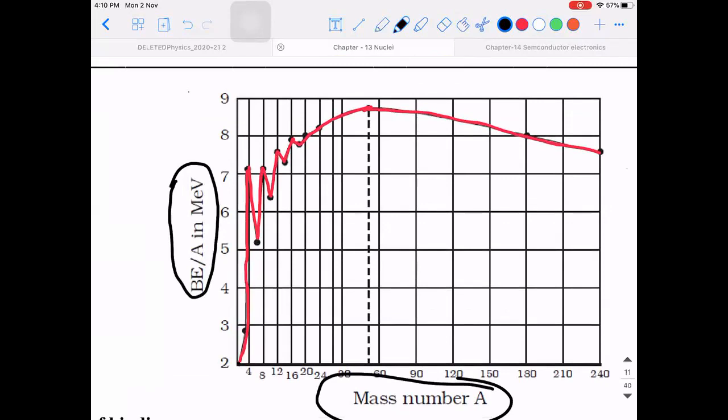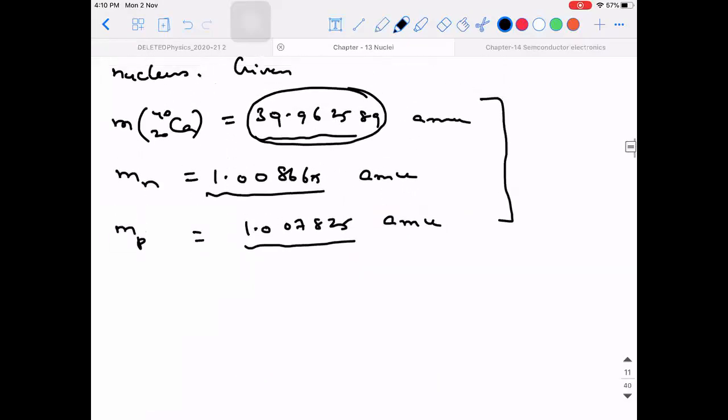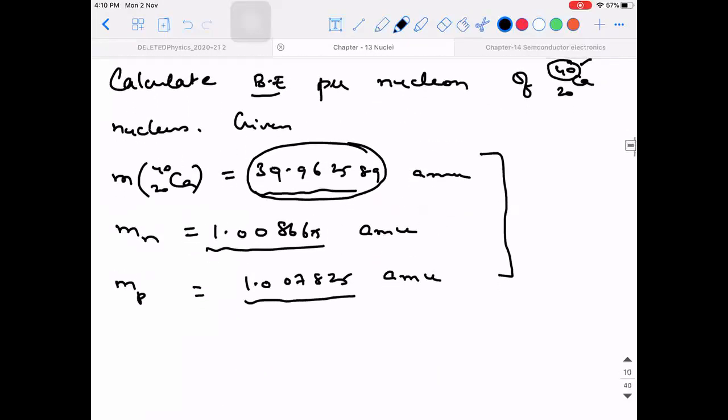For you to understand, this graph has not come out randomly. Everything is pre-calculated values. They've just given the final output to you. But in order to understand how those values are calculated, I will give you one sample problem. We will try this. So you can write down this question: calculate the binding energy per nucleon of calcium 40, 20 nucleus, calcium 40, 20.